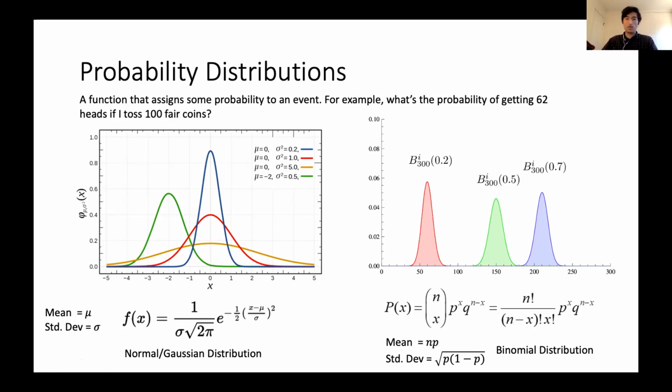So in the case where we're asking what is the probability of tossing 100 coins and getting 62 heads, we would plug in 100 for n, 62 for x, and then our p and q are both 1/2. And another thing that you should just know about the binomial distribution is that the mean and the standard deviation are given by these two. So those are just some probability distributions that you've already seen.